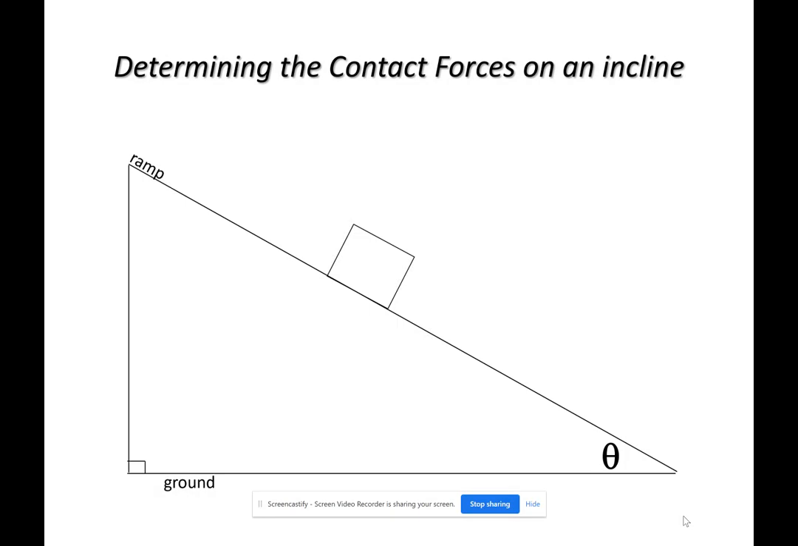All right, we are going to be starting with figuring out the contact forces on an inclined plane, namely, in particular, that normal force or the perpendicular contact force between the box or object that's on the ramp or hill and the ramp or hill itself. So let's get started thinking about how this whole thing is going to move.